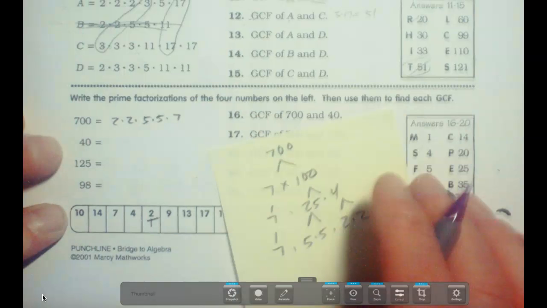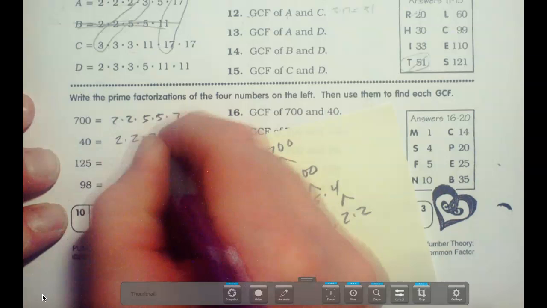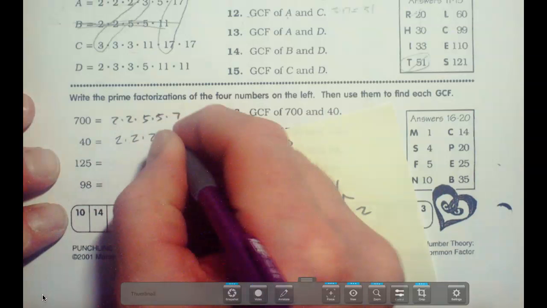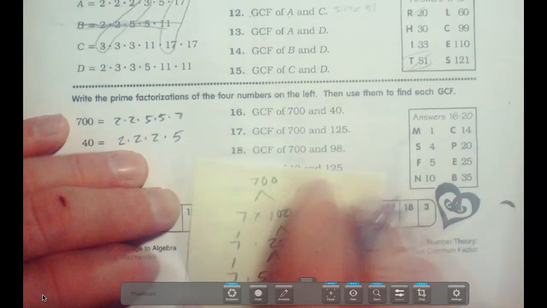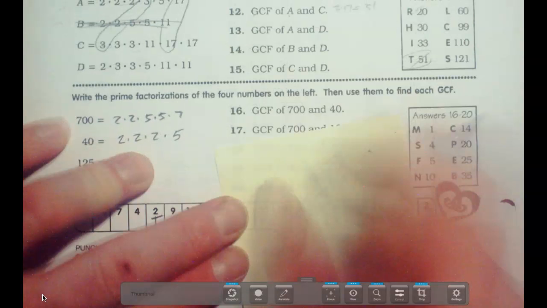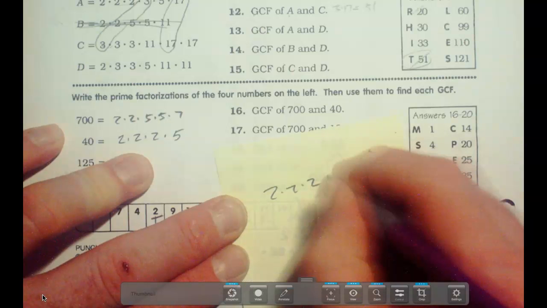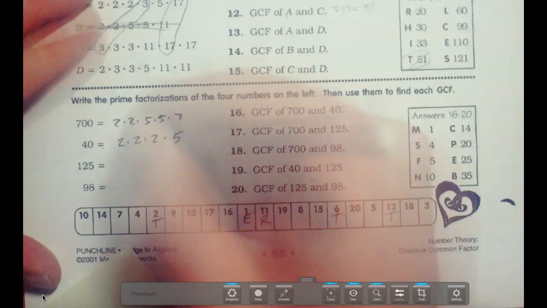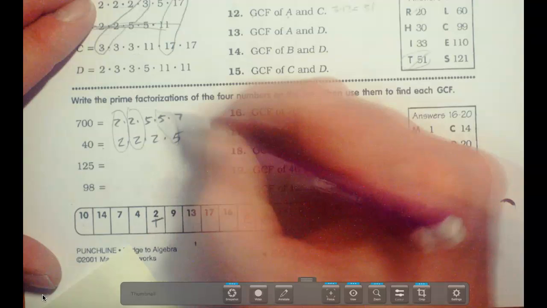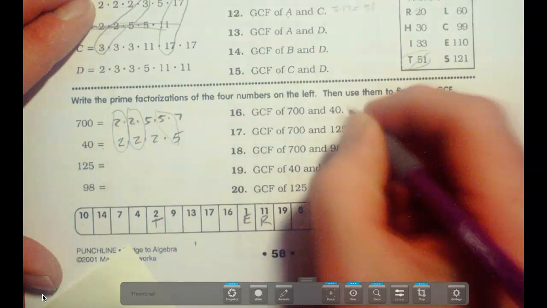And then we have to do 40. 40 is just 2 times 2 times 2 times 5. I know that one because one of the things I memorize is that 2 times 2 times 2 is 8. And 8 times 5 is 40, so that's the prime factorization. So let's just see. We've got a couple of 2s, and we've got 1 5 that are common. So 2 times 2 is 4 times 5 is 20. So the greatest common factor here is 20.